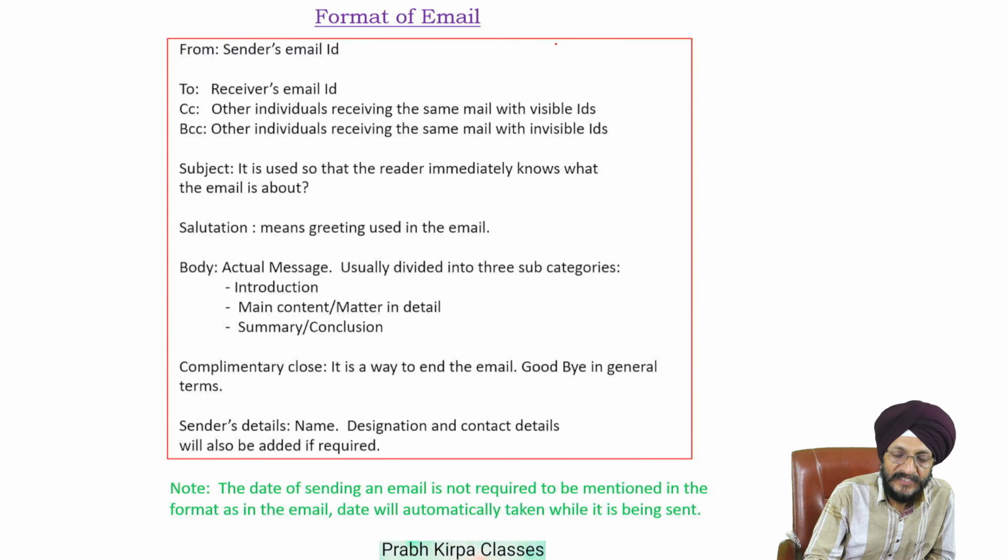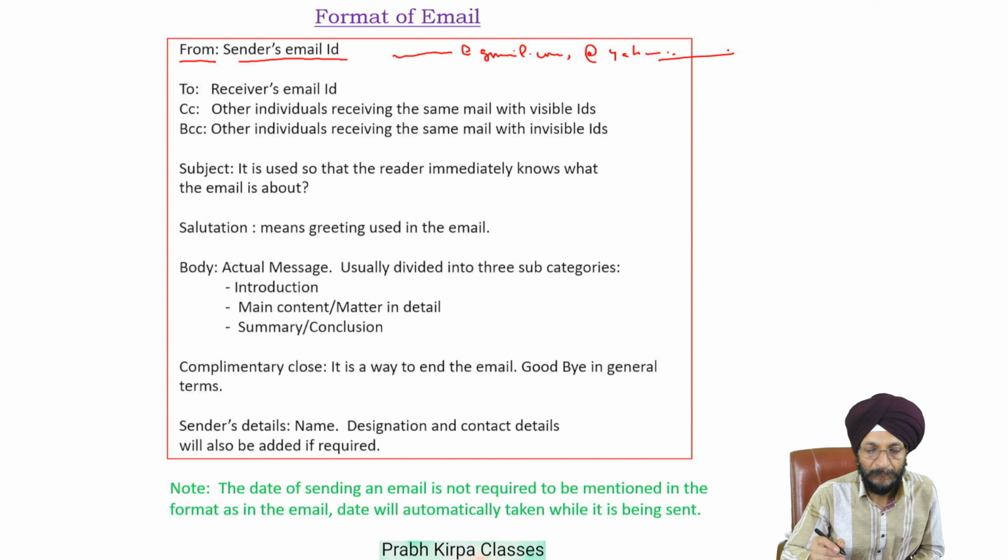Now we will understand the format of an email. First of all comes From, where the sender's email ID is mentioned. It may be your name followed by @ and then gmail.com, or @yahoomail.com, or any other service provider.